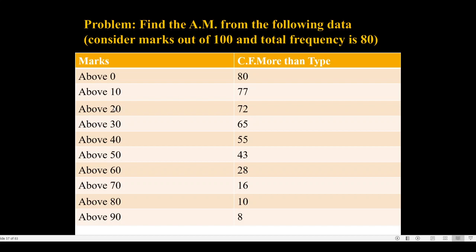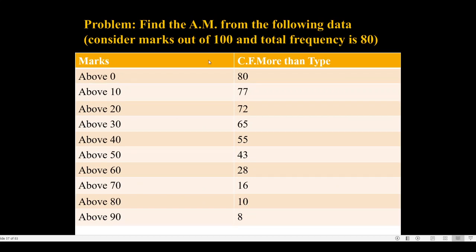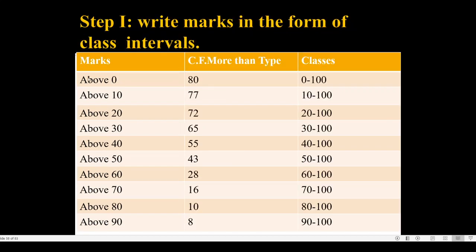Similar to the previous problem, first we have to convert these marks into continuous classes and these more than type cumulative frequencies into frequencies. For this, see here, marks out of 100 are given, which means we have to go up to 100. Therefore above 0 means 0 to 100. Then above 10 means 10 to 100. Above 20 means 20 to 100. Up to above 90 means 90 to 100. These are our given classes.